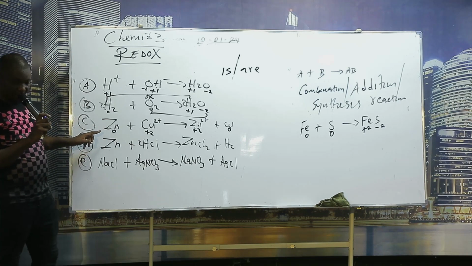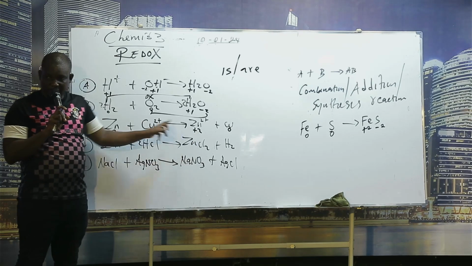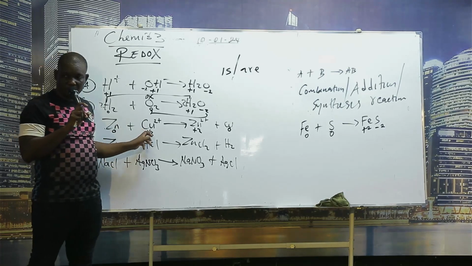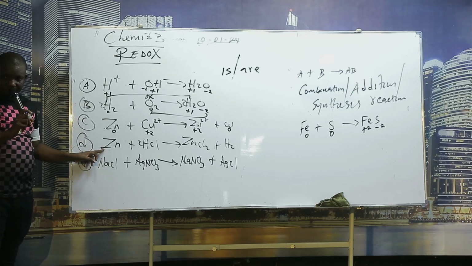See how it is redox. This 0 has changed to +2. There is a change in the oxidation state from 0 to +2. And this +2 has changed from +2 to 0. Let's go to the next one.